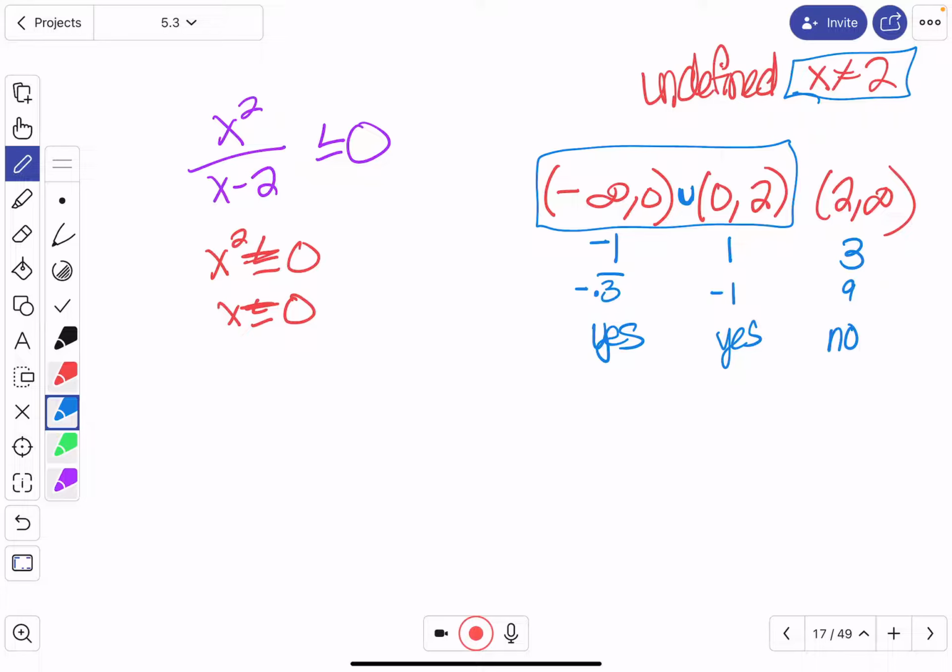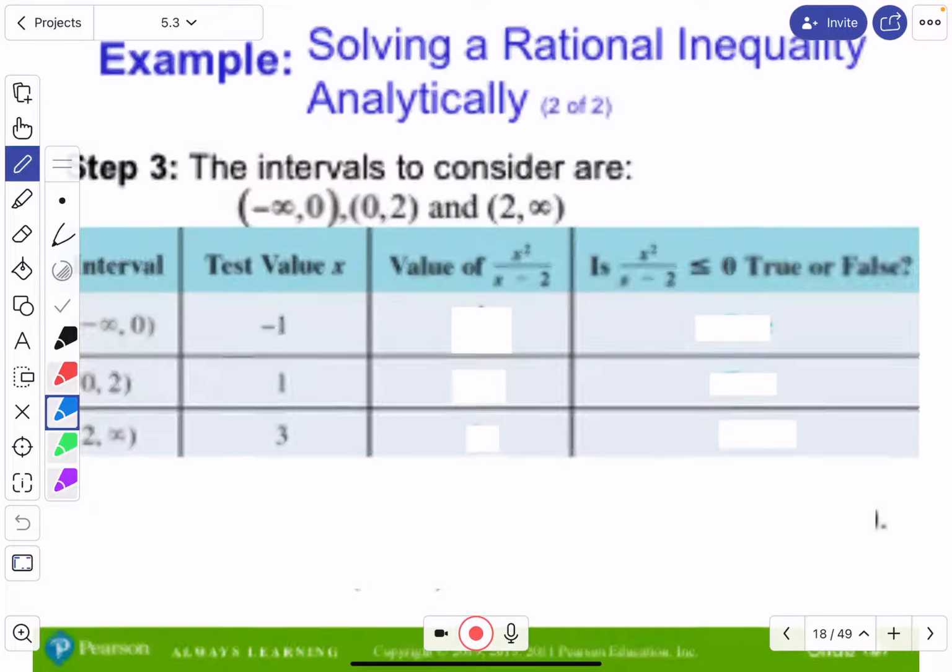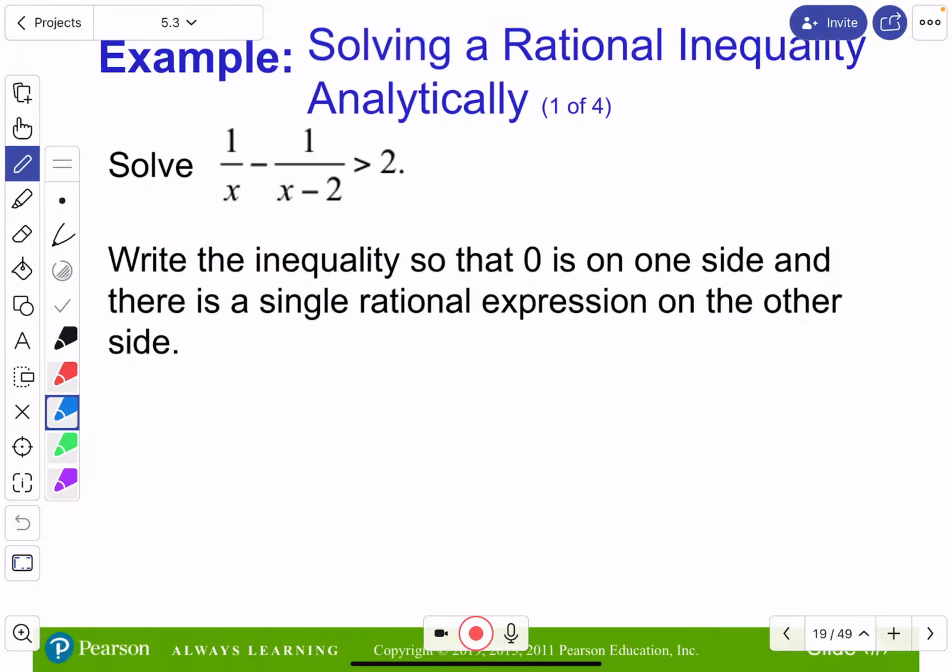And then I'm going to try plugging in 0 and see what happens. 0 squared over 0 minus 2, we get 0. So in this case, because it can equal 0, it would just be negative infinity to 2. Because it can equal 0. If it hadn't had that equal sign, we would have to have the break. So that less than or equal to makes it one range. So there are the intervals we just tested.